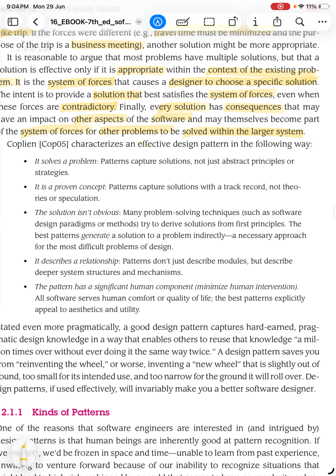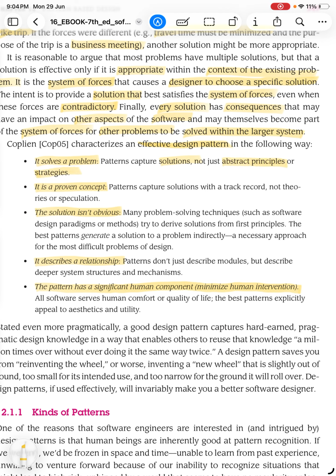An effective design pattern solves a problem. It is a proven concept. The solution isn't obvious. It describes a relationship. The pattern has a significant human component, minimizes human intervention. It solves a problem: patterns capture solutions, not just abstract principles or strategies.